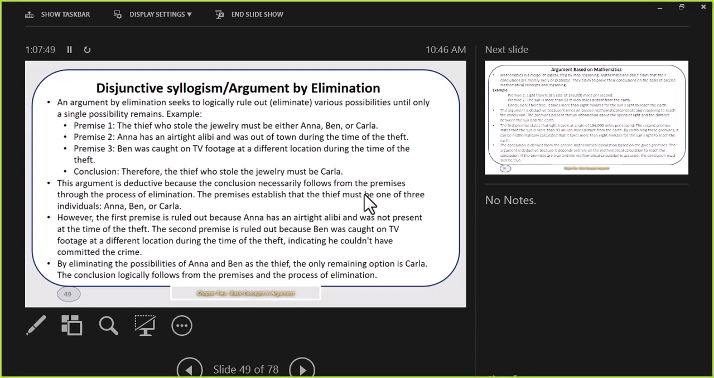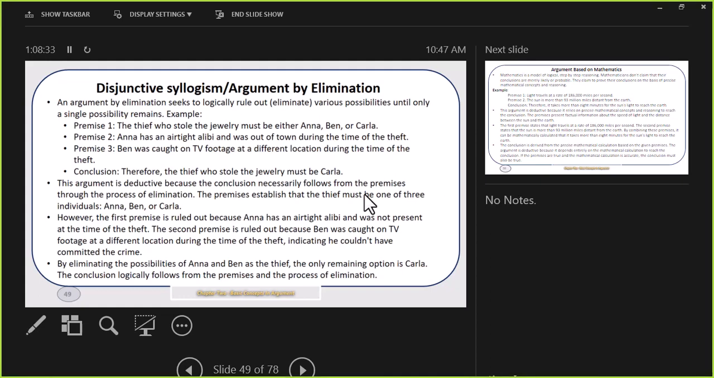Who can tell me the difference between these two terms? Disjunctive syllogism and argument by elimination. Disjunctive syllogism is typically a syllogistic argument, but argument by elimination may or may not be treated as a disjunctive syllogism. The premises can be two or more, or the possibilities to be eliminated can be two or more. But in disjunctive syllogism, we have two options. One option is eliminated, and the remaining option is going to be the conclusion of the argument, right? But in argument by elimination, we can have three options.